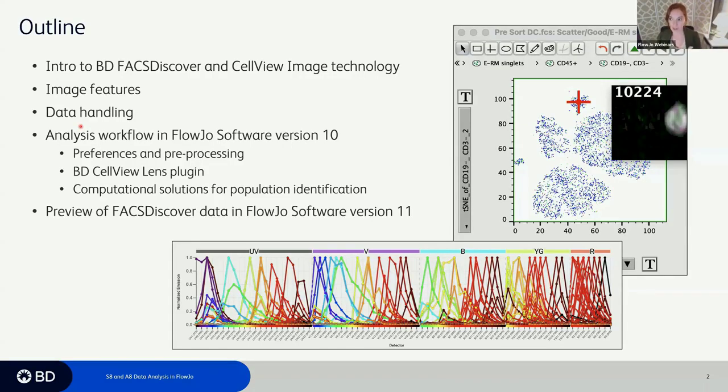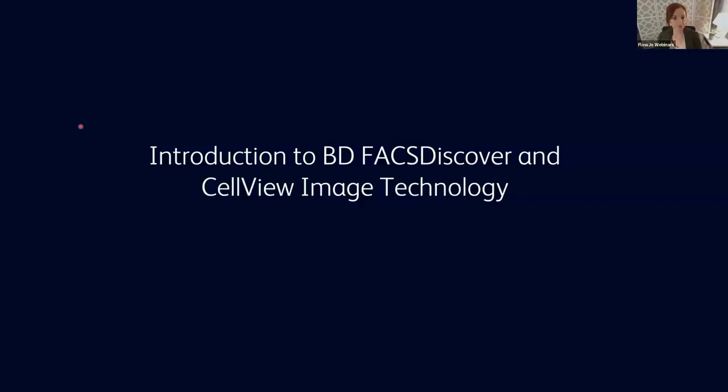How we can view images in conjunction with biaxial plots. And I don't think we'll have a lot of time to go into this, but I do want to at least mention some of our computational solutions for population identification, including machine learning. And then lastly, also if time permits, I'll show you just a quick peek on how FlowJo 11 is able to handle imaging off the Discover platform as well.